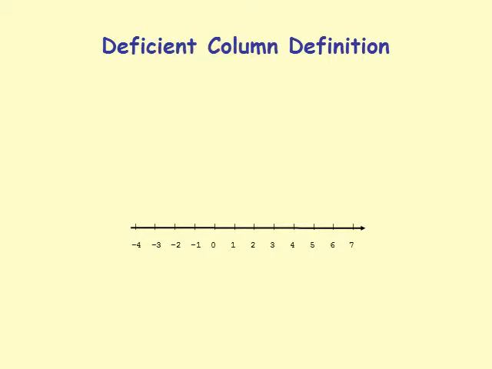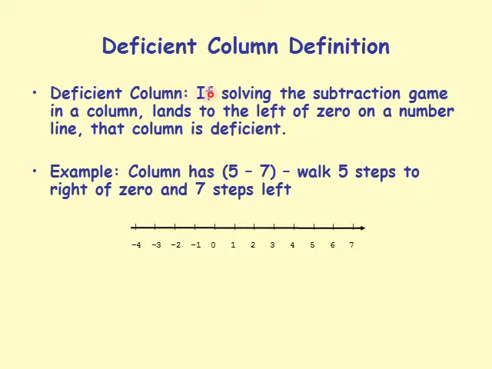Alright, let's look at a deficient column. A deficient column is one where, if solving the subtraction game in a column lands to the left of 0 on a number line, that column is deficient. Example would be if a column had a 5 minus 7, 5 in the first row and 7 in the second row. We would walk 5 steps to the right from 0 to get to 5. Then we would walk back 7 steps to the left to land at minus 2, which is to the left of 0. A column with 5 minus 7 would be a deficient column.